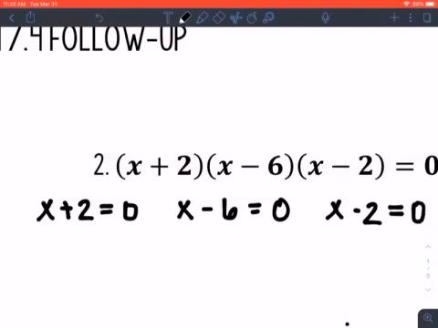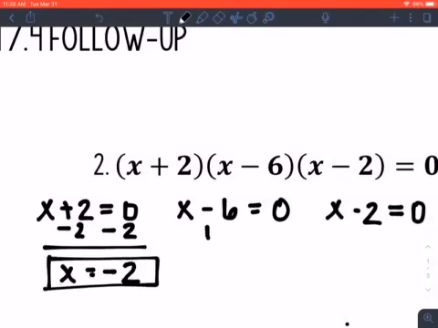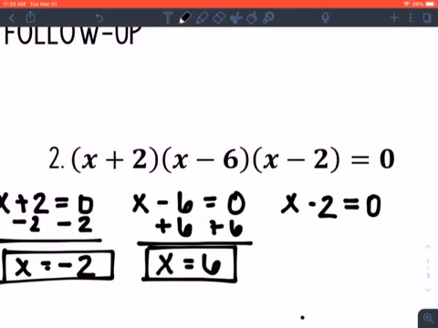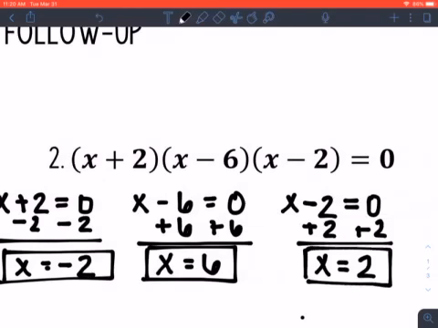And then I'm going to solve these, which means I need to subtract 2 to do its opposite. One of my answers is x is equal to -2. I'm now going to add 6, which means my second answer is x is equal to +6. And my last factor, I'm going to add 2, and I get x is equal to +2. Notice here I'm getting 3 answers: x equals -2, x equals 6, and x equals +2.